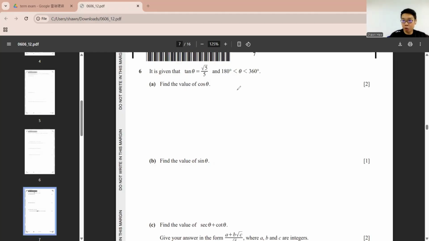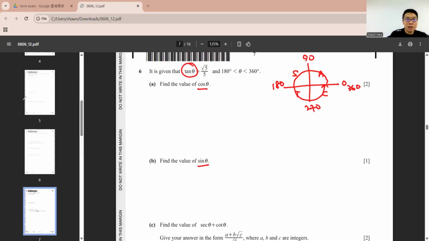Question number 6 is trigonometry. They give us tangent, and ask us to find cos and sine value. So this one we refer back to the ASTC graph. So we know here is 0 because we turn from here 90, 180, 270 and go back to 360. This question says our answer is from 180 to 360. It means that it's on these 2 regions only.